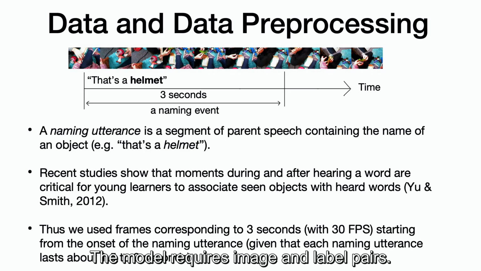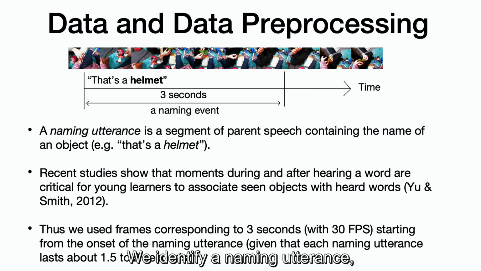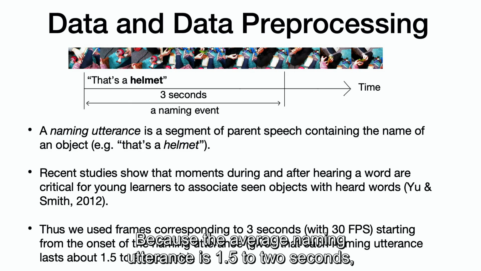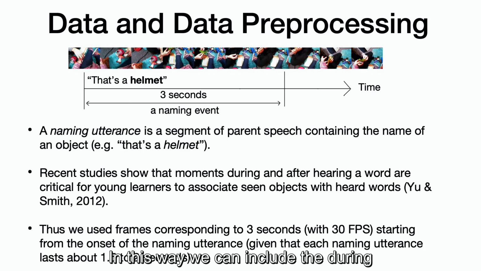The model requires image and label pairs, and here's how we process the data to get them. We identify a naming utterance, which is a segment of parent speech containing a name of an object. For example, that's a helmet. Recent studies show that the moments during and after hearing a word are crucial for learners to associate the object and the word. Because the average naming utterance is 1.5 to 2 seconds, we use the frames corresponding to 3 seconds starting from the onset of the naming event. In this way, we can include the during and after of the naming events.